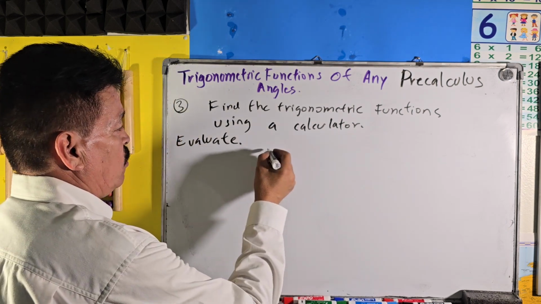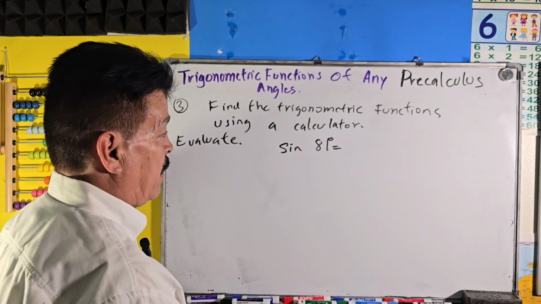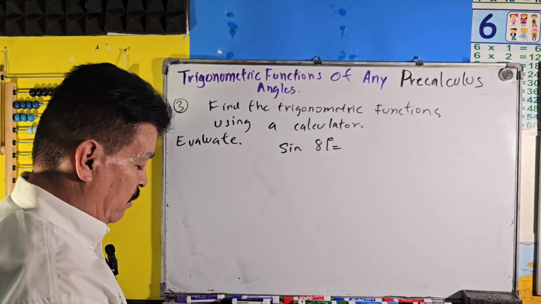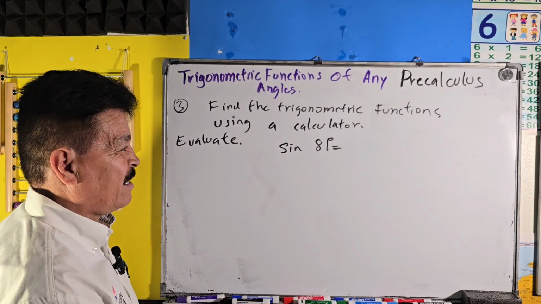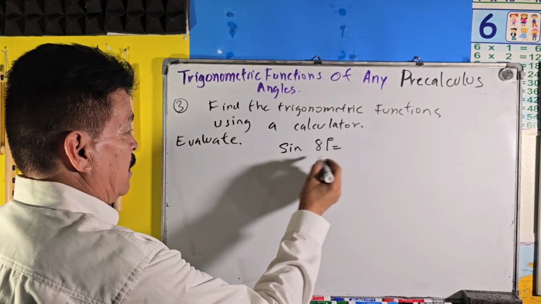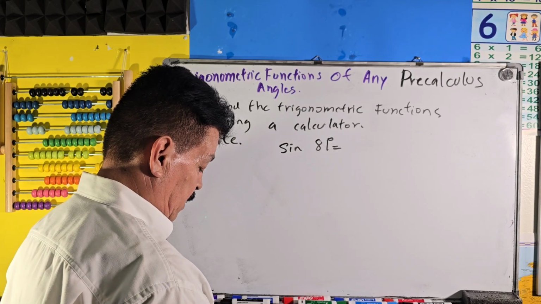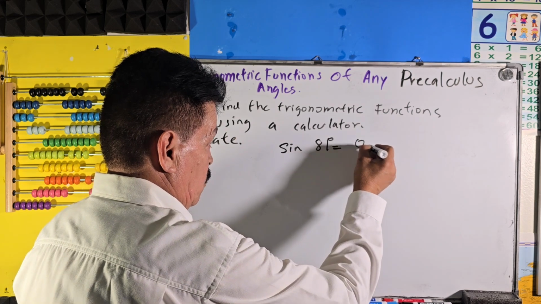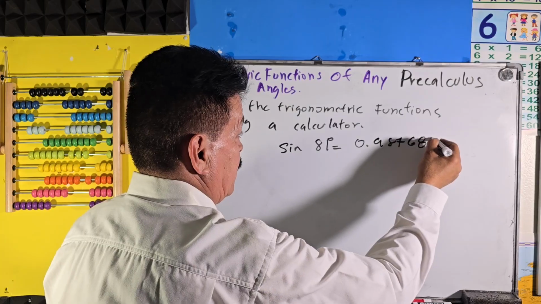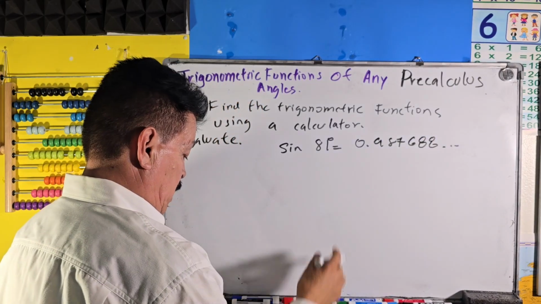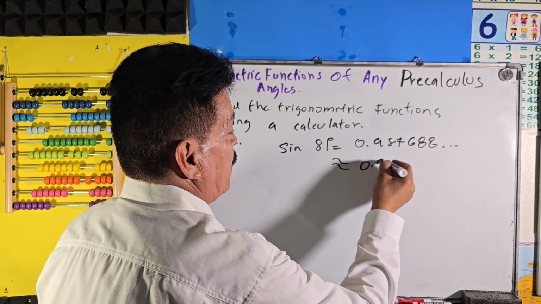Here again, let me show you sine of 81 degrees. Use the calculator to find the sine. It's very simple here. The result is 0.987688 and so on. So the closest answer is 0.99.